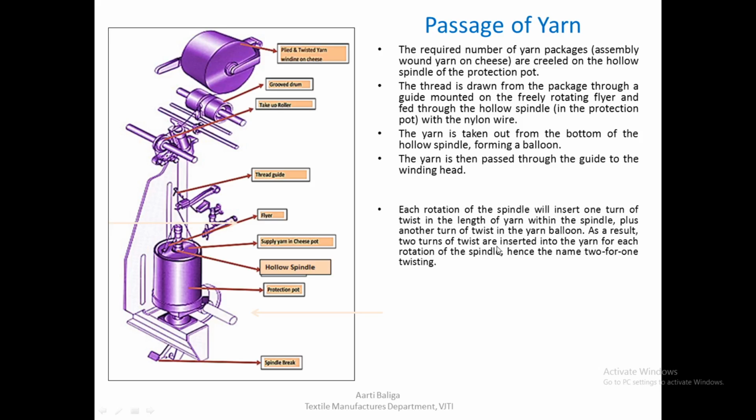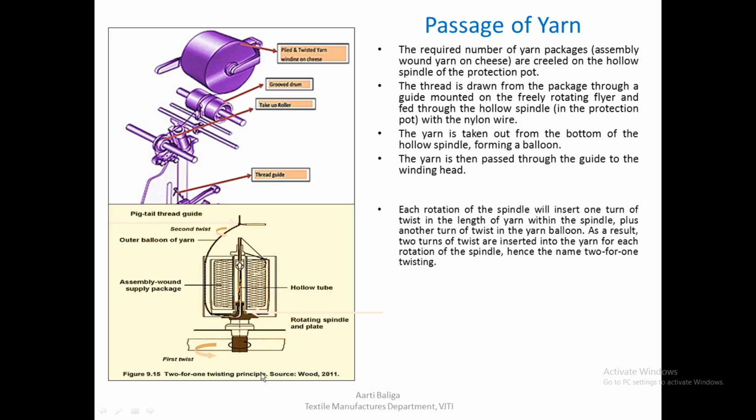As a result, two turns of twist are inserted into the yarn for each rotation of the spindle, hence the name 2 for 1 twister. So this is a sort of sketch which will clarify as to where the two twists are inserted.